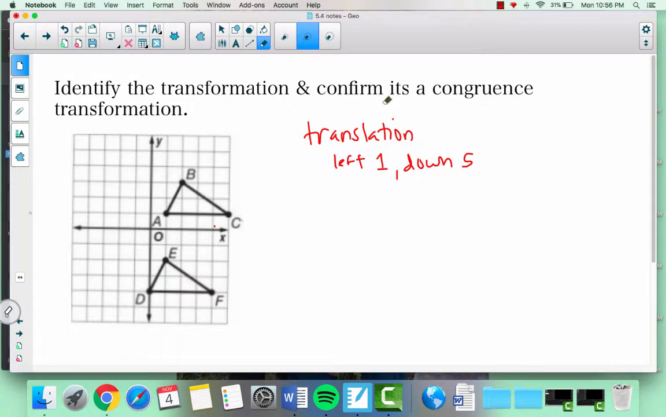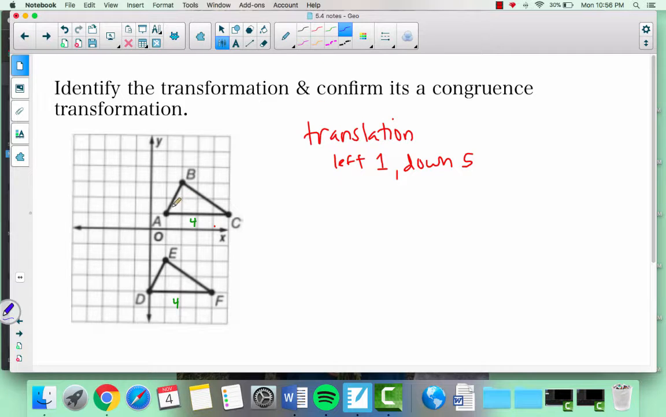And then if I want to prove that it's a congruence transformation, what I need to do is prove that every single side length is the same. So let's find the corresponding sides. So AC would be a length of 4, and its corresponding side DF would also be a length of 4, and that I could just count on the grid.